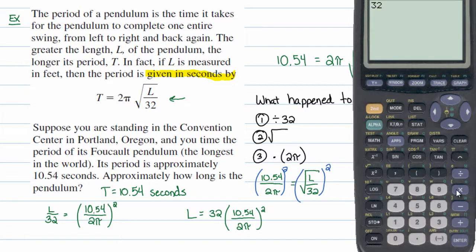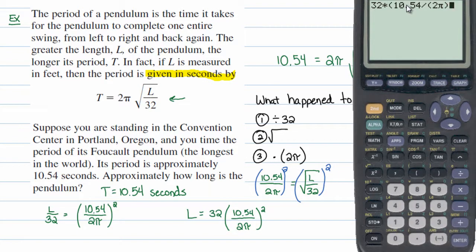32 times the quantity, 10.54, divided by pi. Oops, no, it's 2 pi. Let me go back there. Oh yeah, we're dividing by 2 pi. So when you divide by something more than just a single number, you have to put a parenthesis. 2 pi. And end that parenthesis.